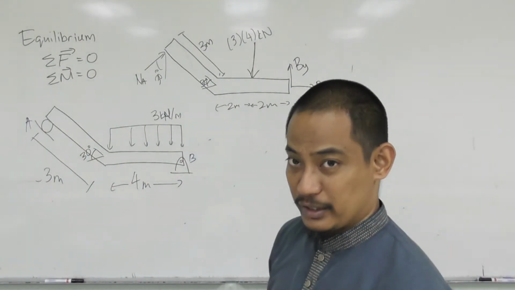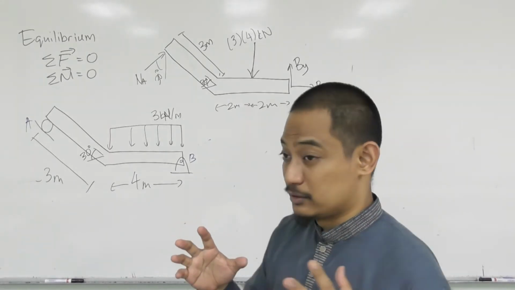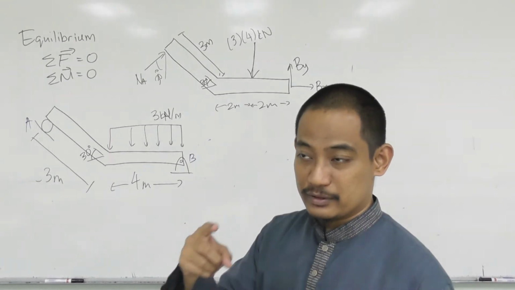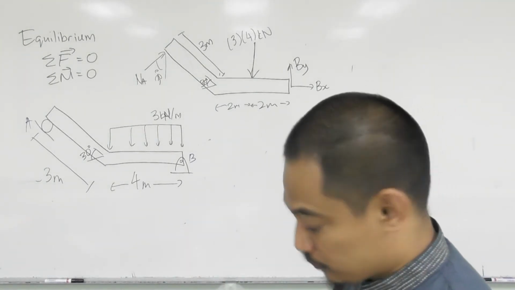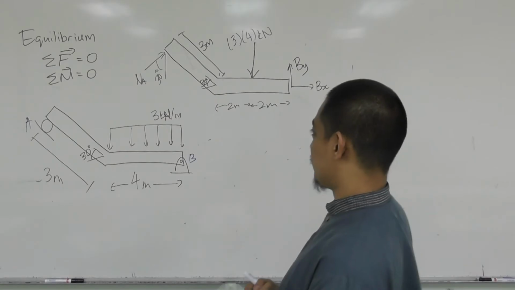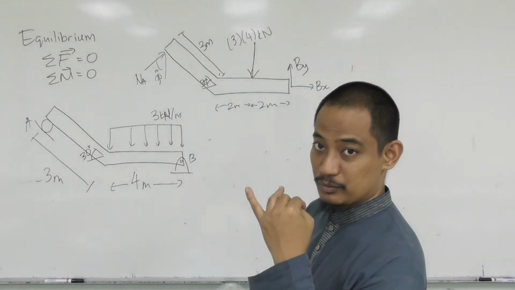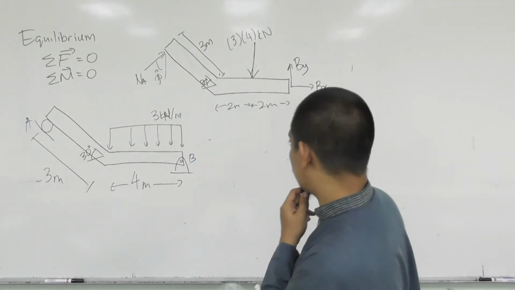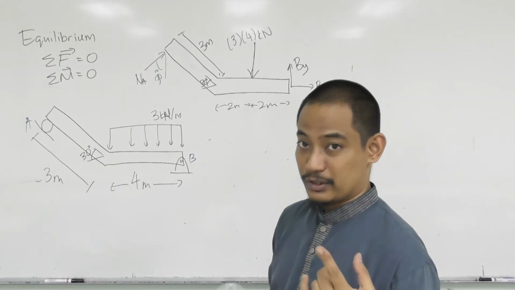Again, a free body diagram should have all the information: the forces, the labels, the distances, the dimensions, etc. Right, so now you have three equations: summation of Fx, summation of Fy, and summation of moment. Which one will you use first? Hopefully you can think about it using the logic I told you just now.